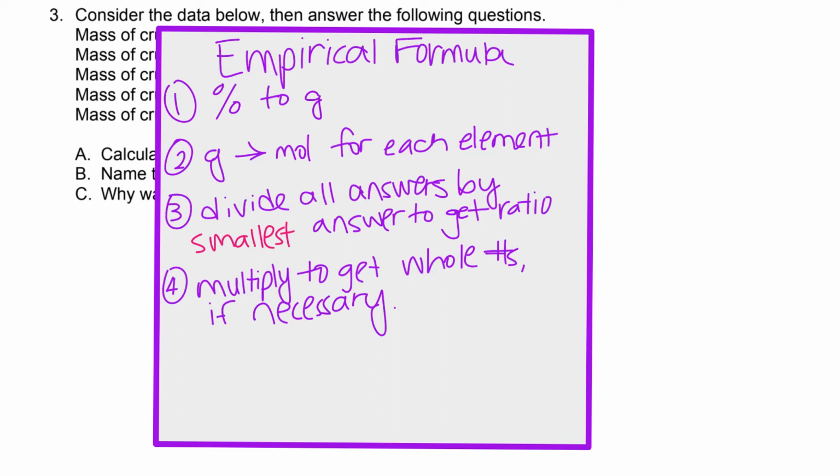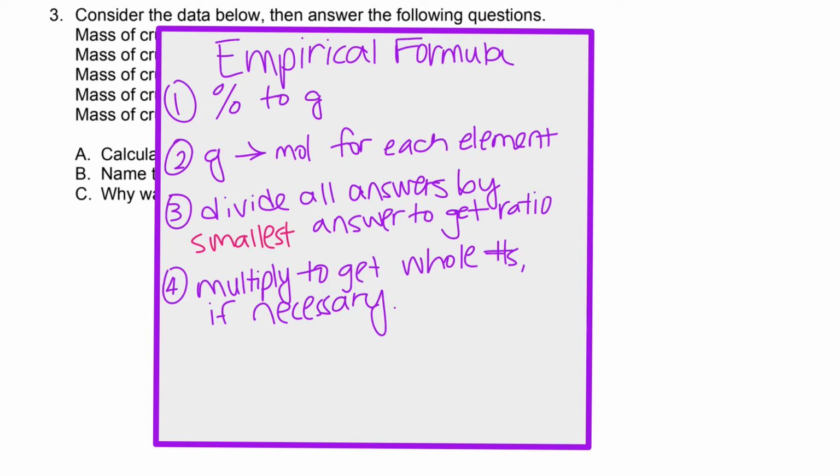Then you're going to divide each of your answers by the smallest answer, and that'll give you the ratio, basically the mole ratio of the elements to one another. If those ratios aren't super close to whole numbers, you can't round them. For example, you can't round a 1.75 up to a 2. Okay, it's not close enough. Instead, you'd have to multiply through to get whole numbers.